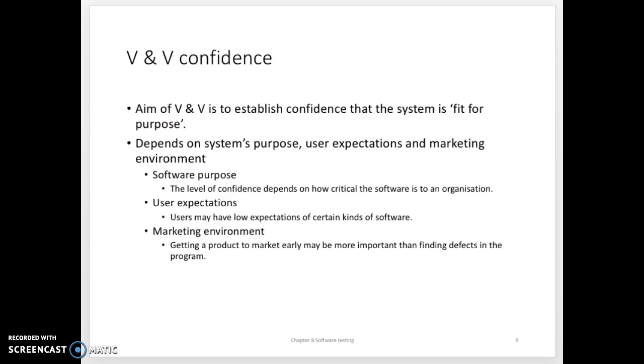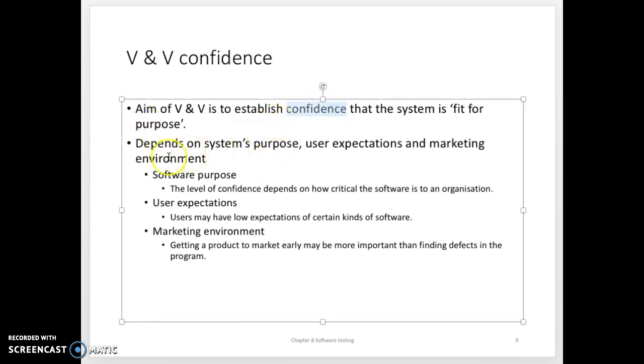So validation and verification are a core part of any testing phase, and they help to establish confidence that the system is fit for the purpose it was intended to be developed for. It depends on the system purpose, user expectations, and marketing environment. Means the validation and verification confidence depends on those three factors: the software purpose, the user expectation, and the marketing environment. So if the software is built for a critical mission, the confidence should be much higher compared to developing a website.